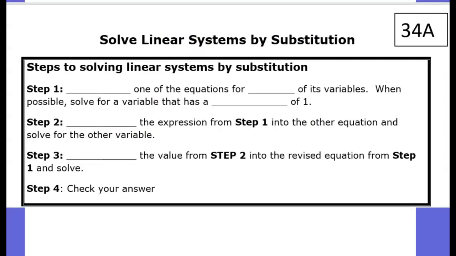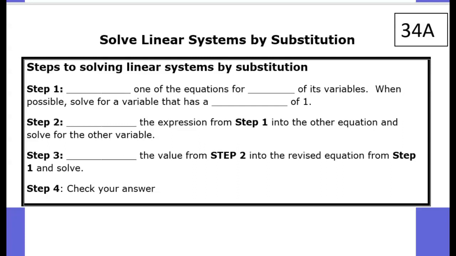Hey guys, welcome back. We're on day 34, and today we're going to learn how to solve linear systems by substitution. So last class we talked about solving linear systems by graphing. We graphed the two linear equations and we looked at the point where the two intersected. So this is another method for doing it. So this is called substitution, and this is how it works.